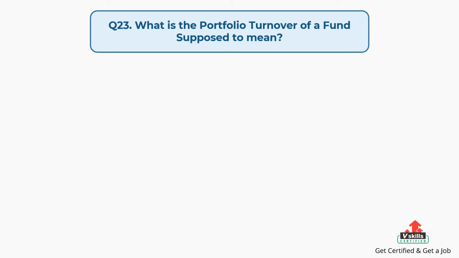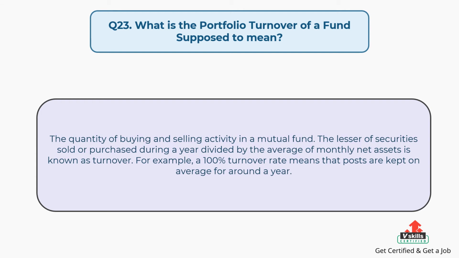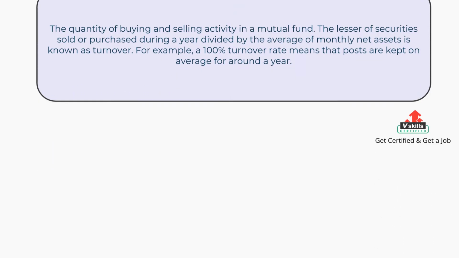Question number 23. What is the portfolio turnover of a fund supposed to mean? The answer is the quantity of buying and selling activity in a mutual fund. The lesser of securities sold or purchased during a year divided by the average of monthly net assets is known as turnover. For example, a 100% turnover rate means that positions are kept on average for around a year.